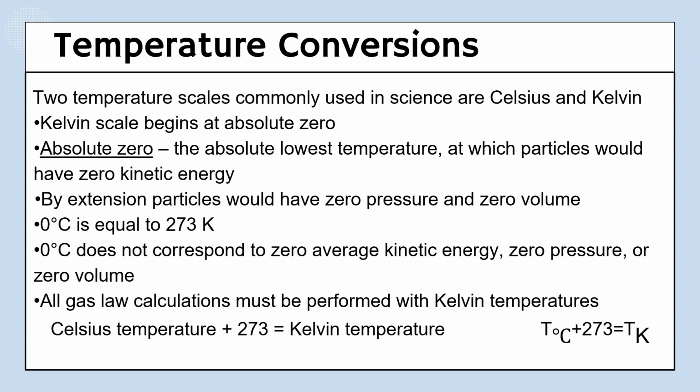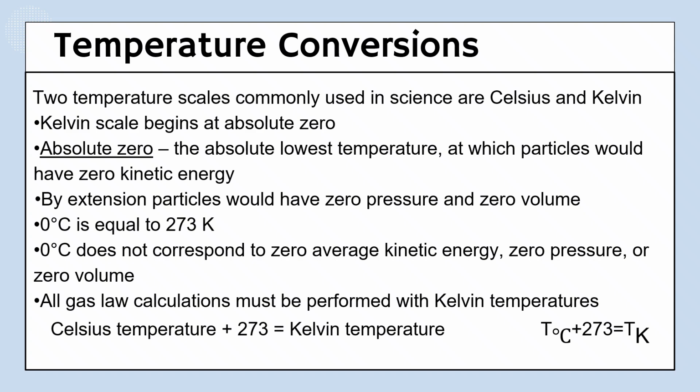0 degrees Celsius is equal to 273 Kelvin. 0 degrees Celsius does not correspond to zero average kinetic energy, zero pressure, or zero volume, as 0 Kelvin does. All gas law calculations must be performed with Kelvin temperatures, meaning that we are going to have to convert from Celsius to Kelvin.